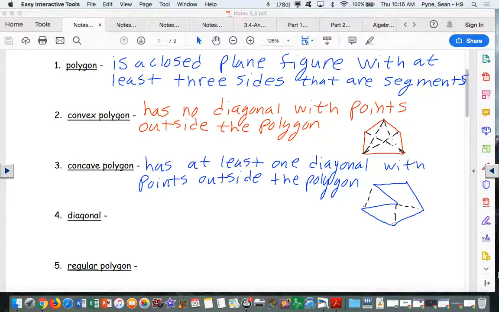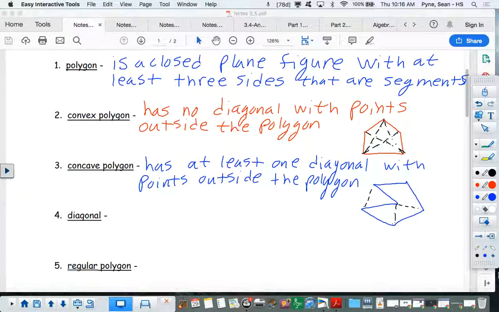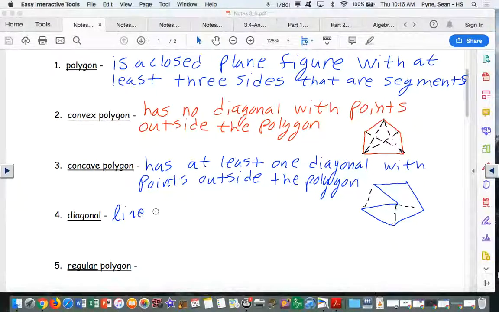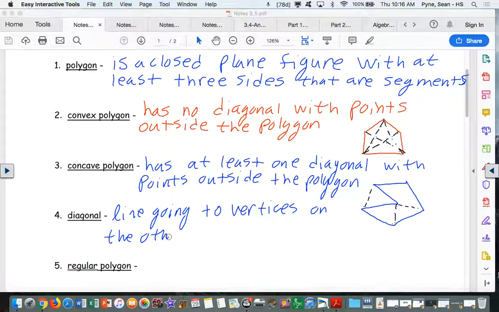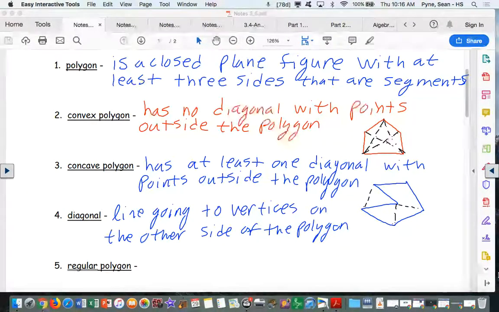So, a diagonal, we've already been looking at those. It's a line going to vertices on the other side of the polygon. So we've already been drawing diagonals, all the dotted black lines.